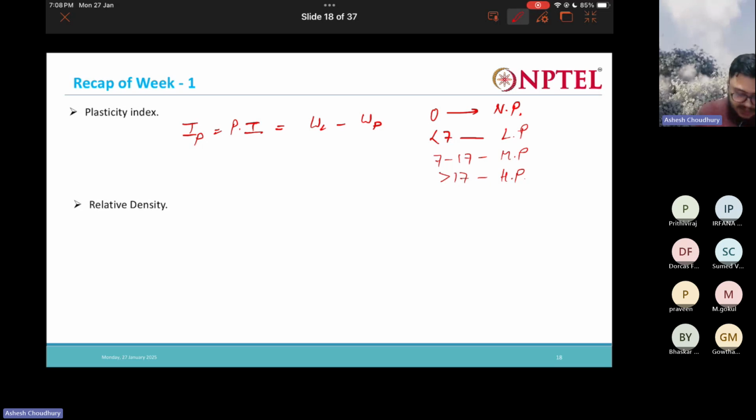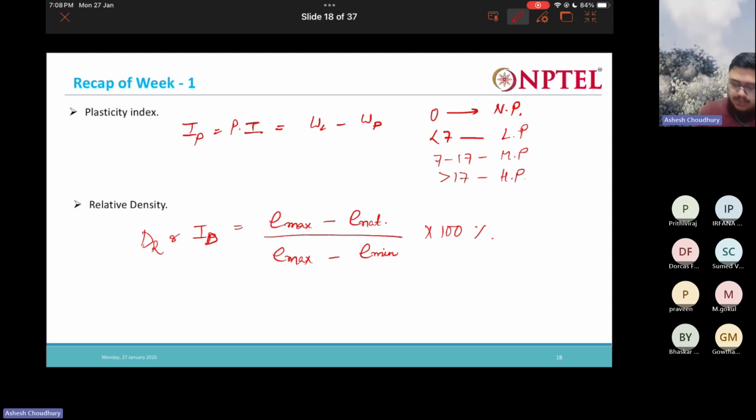Now let us come to relative density. Relative density, Dr or Id, is defined as (Emax minus Enatural) divided by (Emax minus Emin), into 100%. Say you have sand filled in a container and you want to measure the relative density of the soil in that container. Now you need to know these parameters.